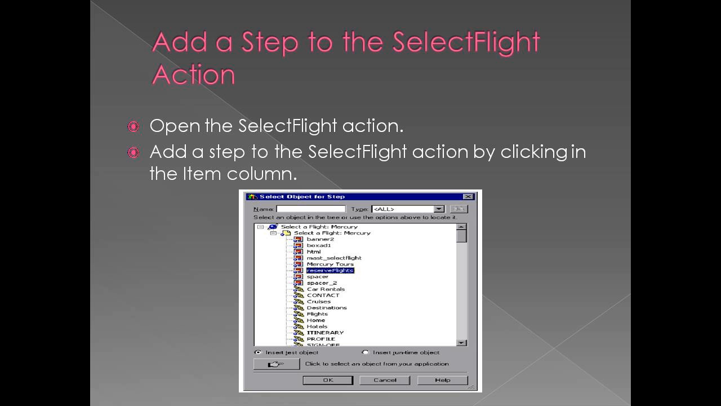2. Add a step to the Select Flight action by clicking in the Item column. A. Click in the Item column below the action name to insert the next step. The item list opens, listing the top-level parent object in the Mercury Select Flight shared object repository. B. Select Object from Repository to open the Select Object for Step dialog box and expand the test object tree. C. Select Reserved Flights and click OK. The selected image test object is added to the step, together with its default method.